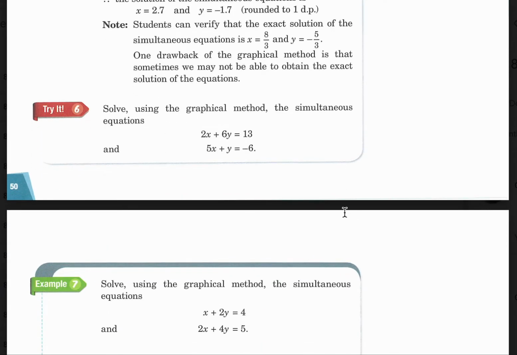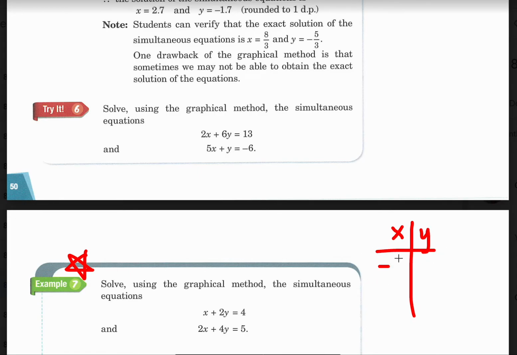Okay, go ahead and try this problem now. Example 7. Solve using the graphical method the simultaneous equations x plus 2y equals 4 and 2x plus 4y equals 5. So same as before, create a table, make up your own x values. Again, you can have a negative 1, positive 1, and 0. That's a good place to start, so you cover everything on your coordinate plane. And then do that for both equations so that you can get at least 3 coordinate pairs to draw lines through.